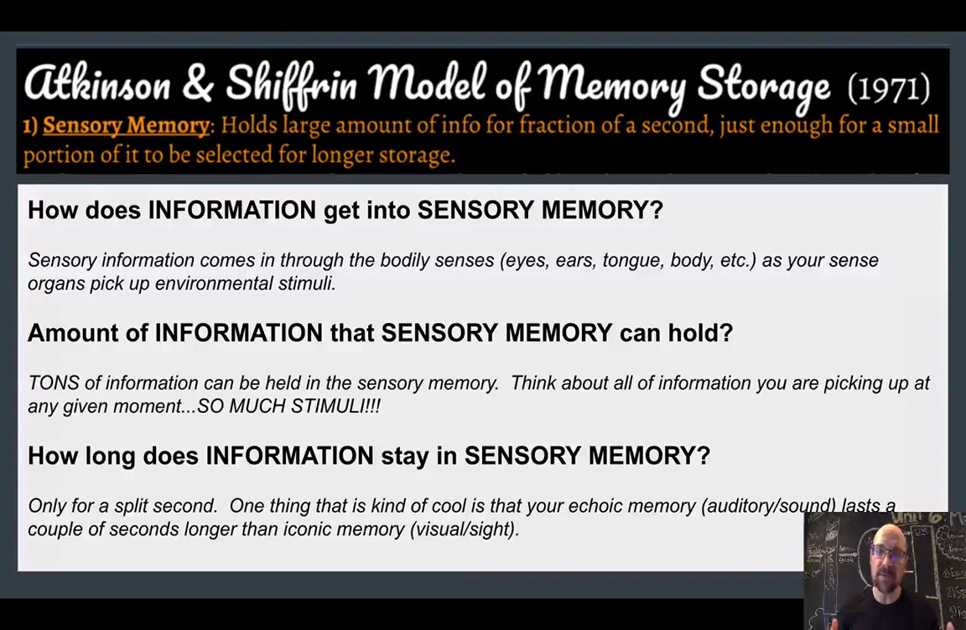But there are things that you find important you're going to pay attention to. They're going to get encoded a little more deeply. We'll talk about that in a second. So the amount of information that sensory memory can hold, and in particular the iconic and echoic memories can hold, is a lot. It's lots of pieces of information.